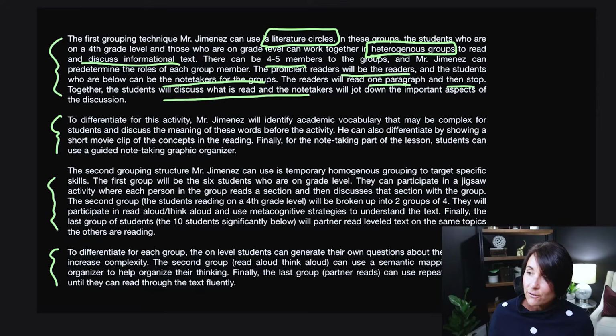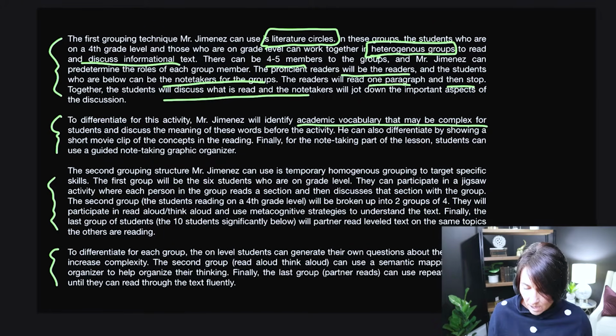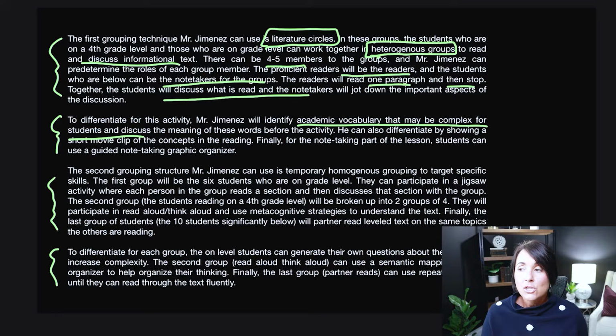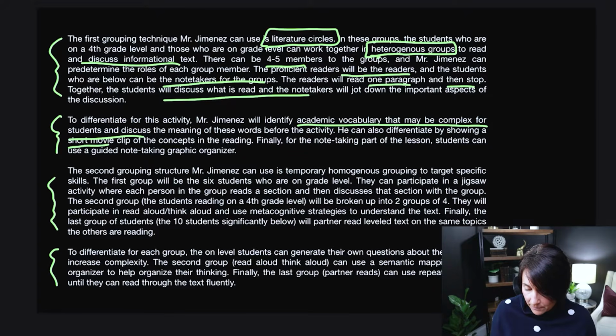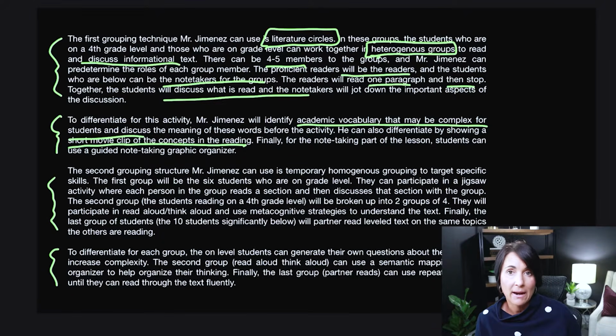Everything looks good here. Now I need how I'm going to differentiate for this group. To differentiate for this activity, Mr. Jimenez will identify academic vocabulary that may be complex for students and discuss that. So that's a differentiation technique. We're not just going to throw them in the literature circles and have them just read. Maybe beforehand, we're going to pre-teach some vocabulary. We might also want to show a short video clip to help the students with background knowledge. That helps.